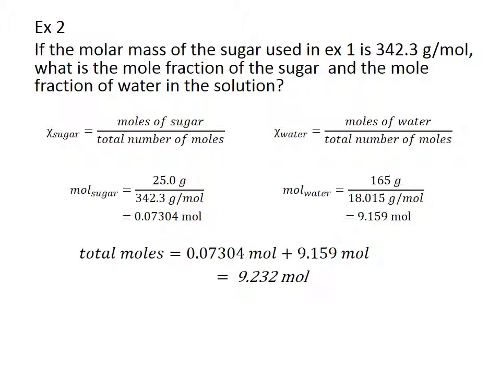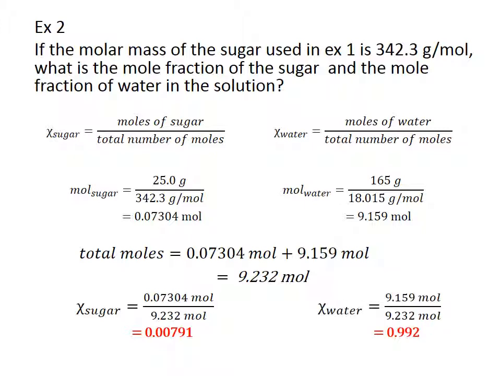Now that we have the total number of moles and the individual number of moles, we can do a mole fraction of sugar, which is 0.07304 divided by 9.232. So we get 0.00791. And we do the same thing for our mole fraction of water. We get 9.159 divided by 9.232. We get 0.992. Now something we should always note: since mole fractions are out of a whole, they're always going to add to give us 1.